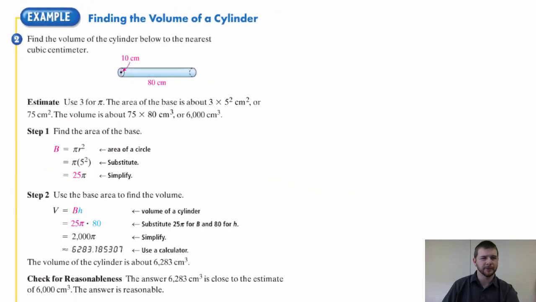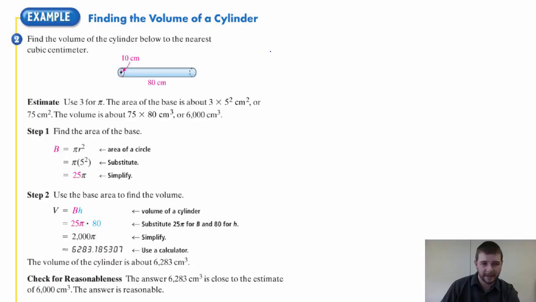Example problem 2, finding the volume of a cylinder. Find the volume of the cylinder below to the nearest cubic centimeter. Well, it looks as though we've been given the diameter of the cylinder, 10 centimeters, and then the height of the cylinder, 80 centimeters. Well, we need to set to work.